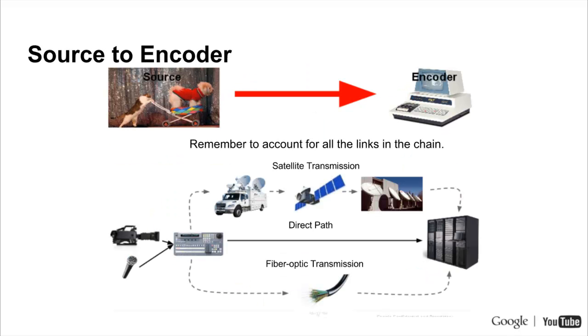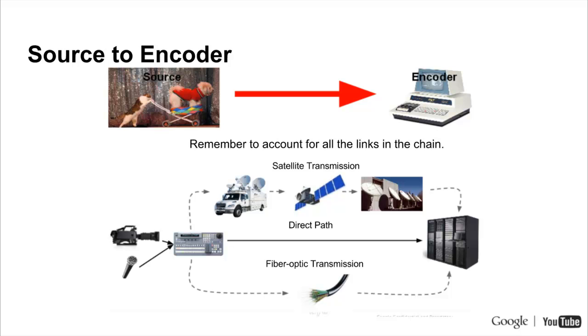Let's examine the first step of this flow. How do you get a source feed to an encoder? The content needs to be captured by your AV gear, that's your cameras and mics. From there, it can go directly into an encoder. In the case that your encoder will not be in the same place as your audiovisual equipment, which we'll get into a little bit more later, the video can be transmitted via satellite or fiber to the encoder.